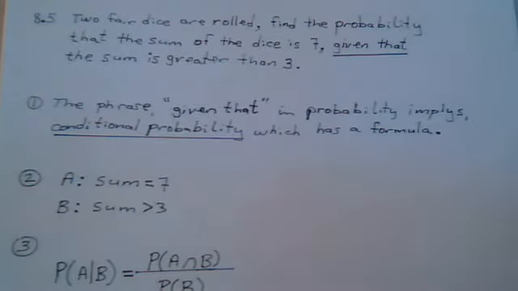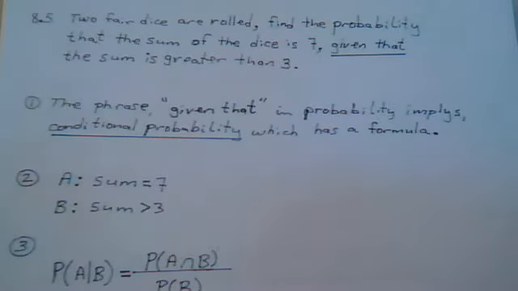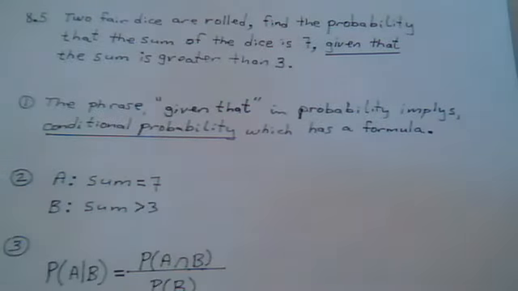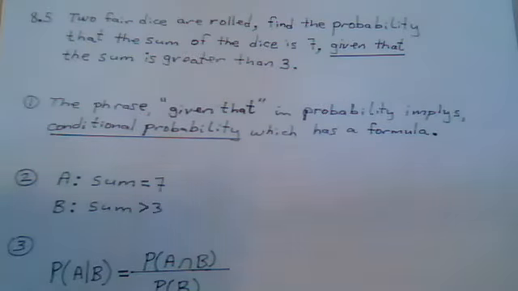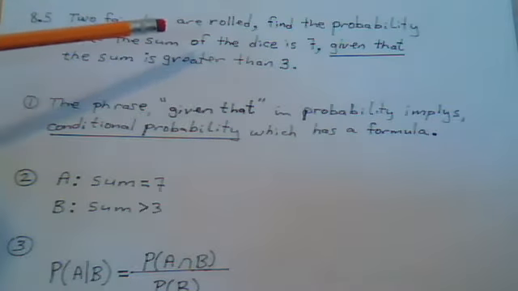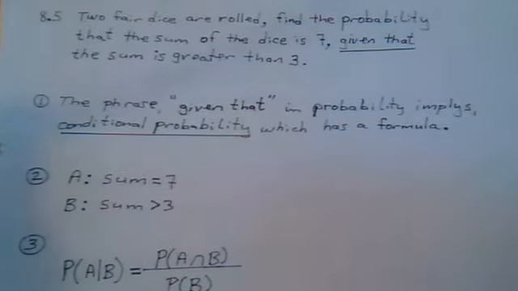Two fair dice are rolled. Find the probability that the sum of the dice is 7, given that the sum is greater than 3. So there are two things going on here: the sum of the dice is 7, and the sum is greater than 3. So we have event A and event B, two events. We'll be using that idea.